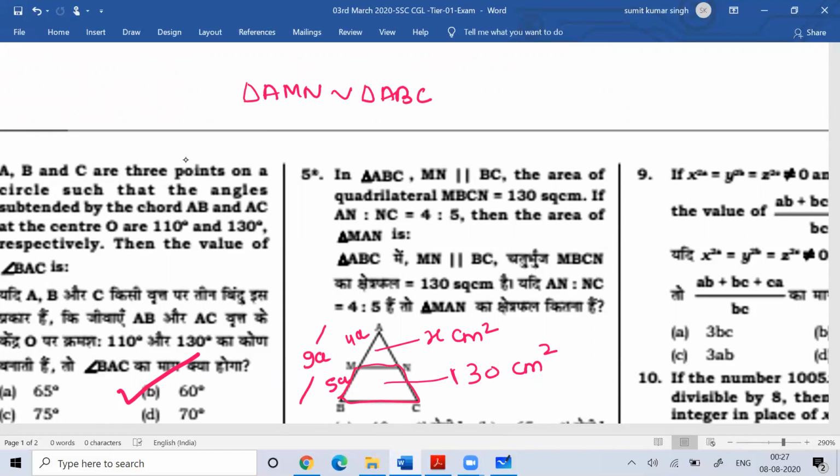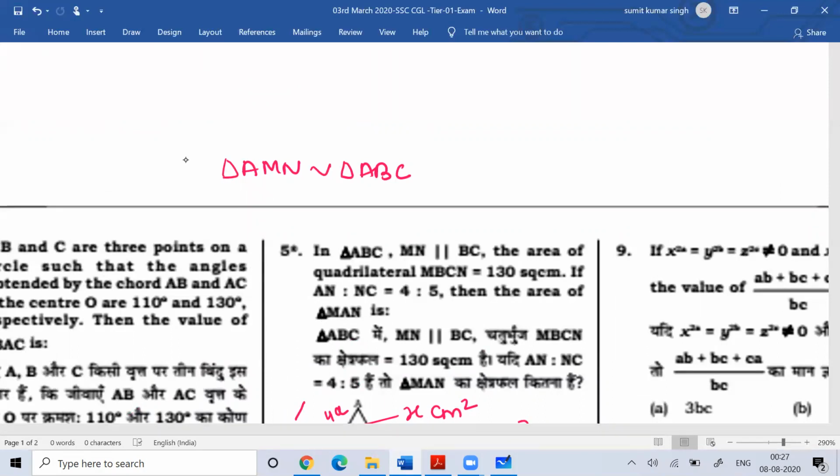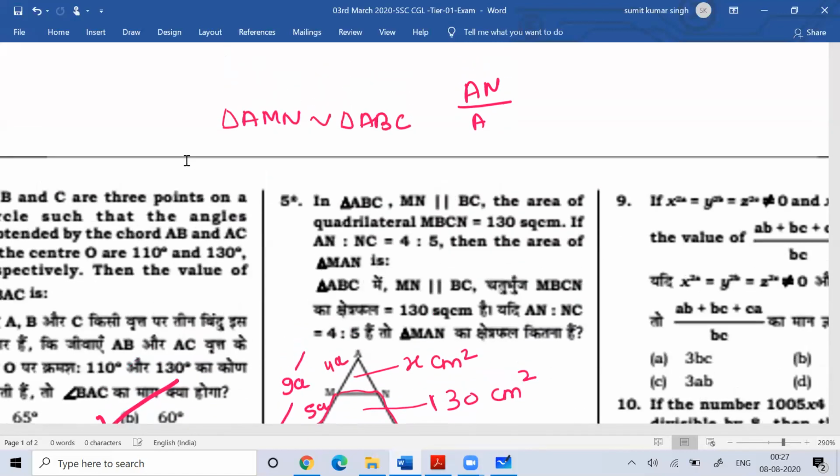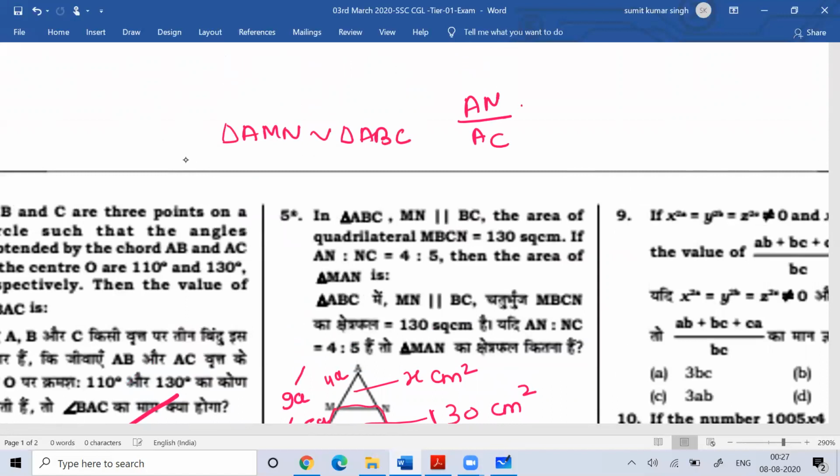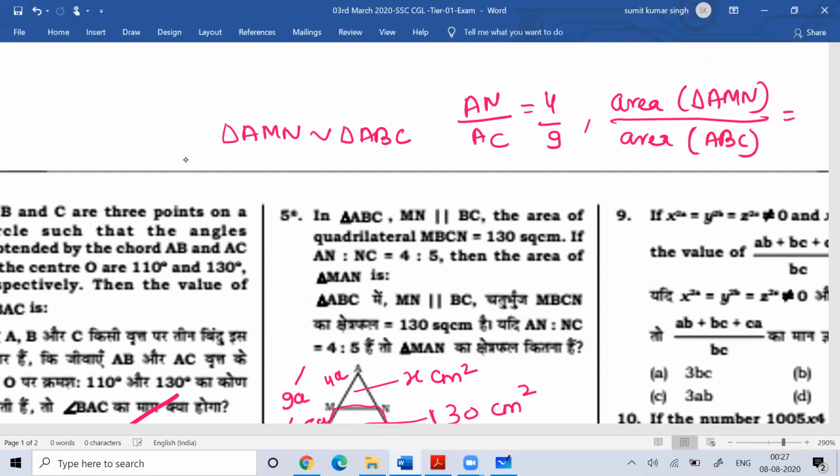So if two triangles are similar and the ratio of the sides is given to you, the ratio of the sides is 4:9. So if you compare the area of triangle AMN with the area of the larger triangle, the ratio of the areas would be 4 square by 9 square.